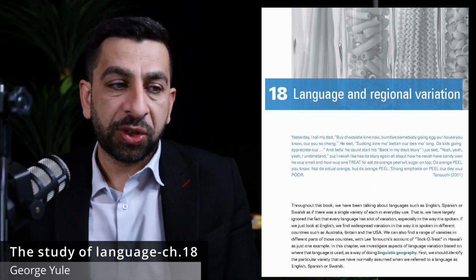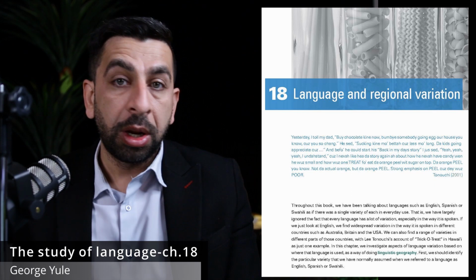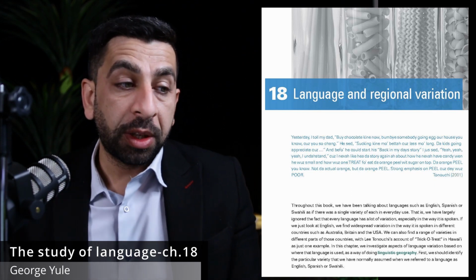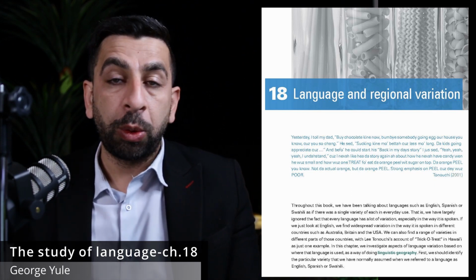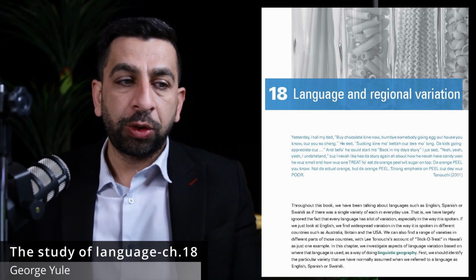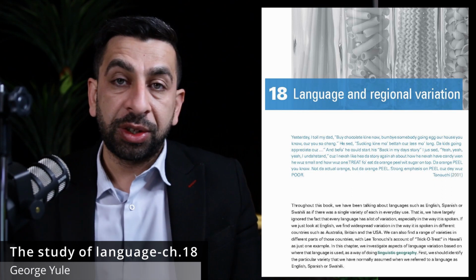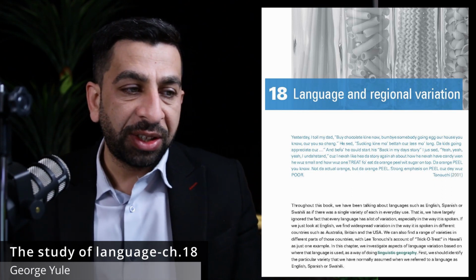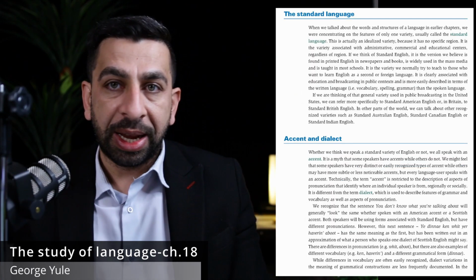We talked about the word and structure of a language in an earlier chapter. We're concentrating on the features of only one variety. احنا ركزنا على variety واحدة chapters السابقة، بس هسه راح نشوفهم usually called the standard language. This is actually an idealized variety.